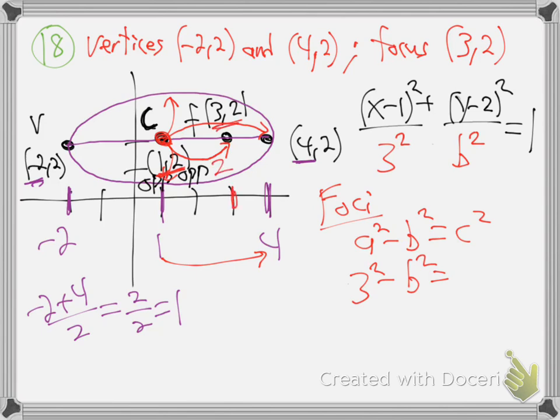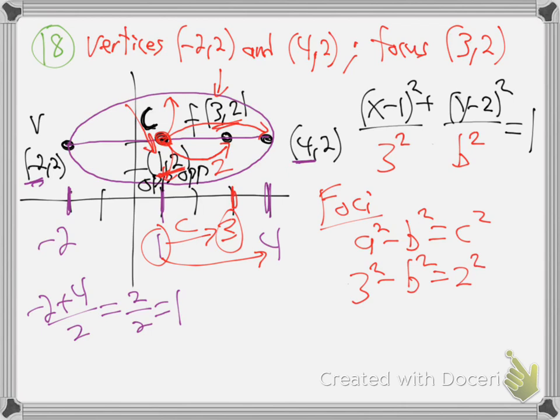Let me slow down a minute. The focus is at 3. It's how far from 1 to 3. C is the distance from the center to the focus. Remember that? A and b are center to edges. C is center to focus. Right? So how far from 1 to 3? Because the focus is at 3, 2. The center is at 1, 2. So how far from 1 to 3? 2. Everybody tracking with me on that?